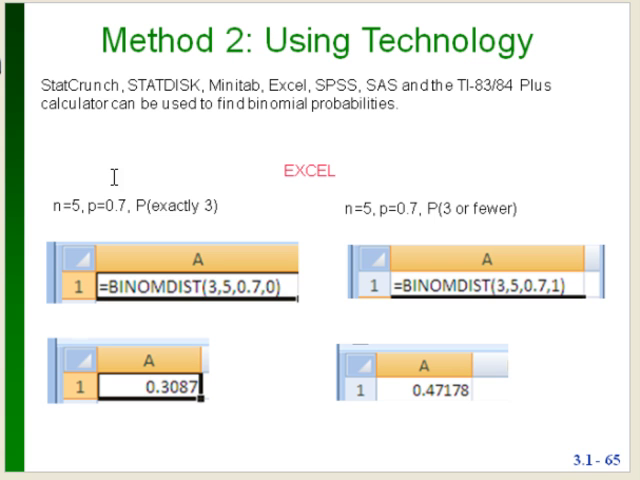A third way you can do this with technology is to use Microsoft Excel. It has a function, again, that will find this for you. And in this one, I tend to get confused because this is in a little bit different order. In this one, you put in X, and then N, and then P. And then you put in either a 0 or a 1 to tell it whether you want cumulative or not. But we'll talk about that later.